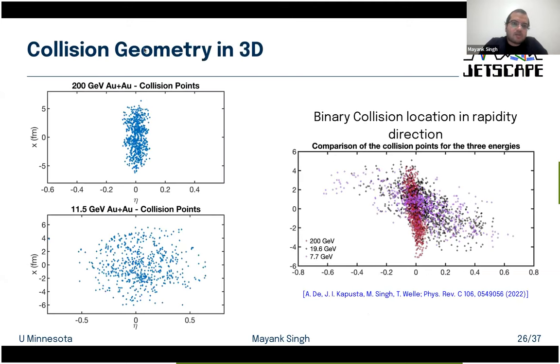Just to show some illustrations, this is how the collision geometry in 3D looks. This is a function of rapidity. If you have a 200 GeV gold collision, all the collision points, the places where the actual nucleon-nucleon collisions are happening, are concentrated at mid-rapidity because the nuclei are passing over each other almost instantaneously. But if you go to lower energy, say an 11.5 GeV collision, they are scattered around in the rapidity direction. There's a much broader system, so the 3D initial condition is absolutely necessary, and not only a 3D initial condition, but a dynamical initial condition. And here you see this is zero impact parameter, but if you have some impact parameter that brings in a tilt, but that tilt is negligible for a 200 GeV collision, while it's much more pronounced for the 7 GeV collision.